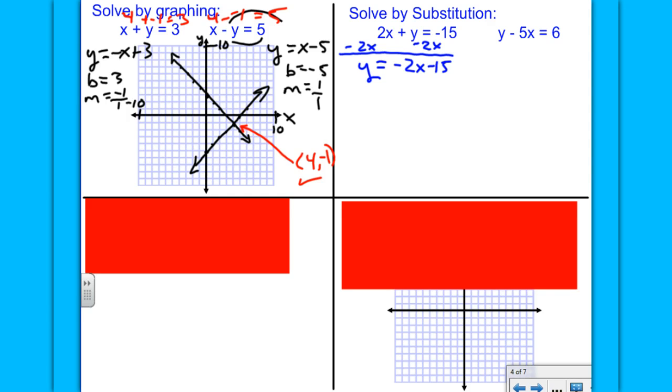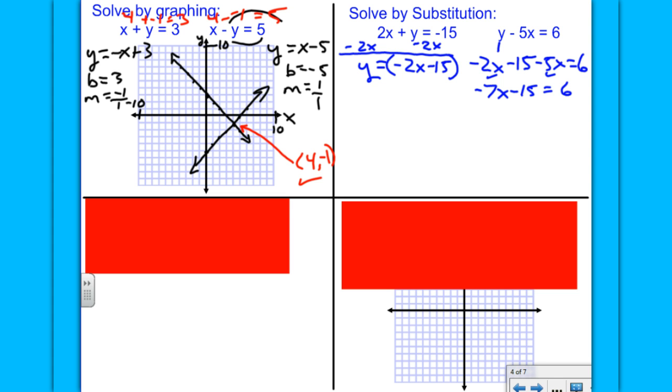We substitute it into... Good, we take this whole expression, which is y, and we put it over here in the place of y. We say negative 2x minus 15 is in the place of y, right? Minus 5x equals 6. And now we have an equation with only x's, right? So, Jonathan, how many x's do we have on this left side? Negative 2 and negative 5. Good, negative 7x minus 15 equals 6.